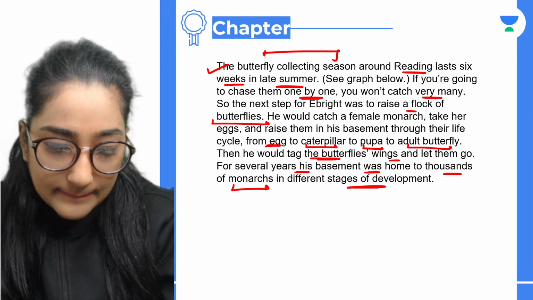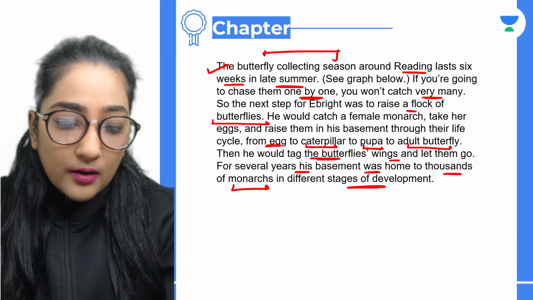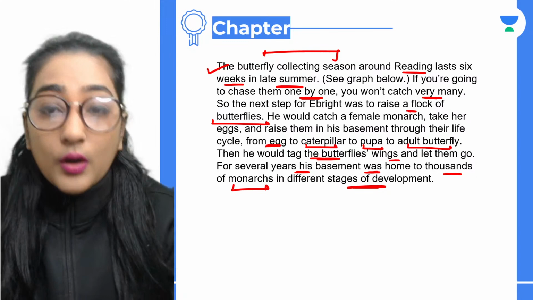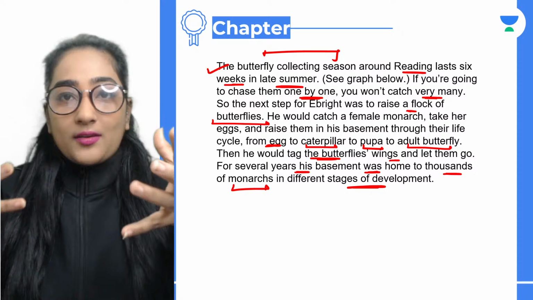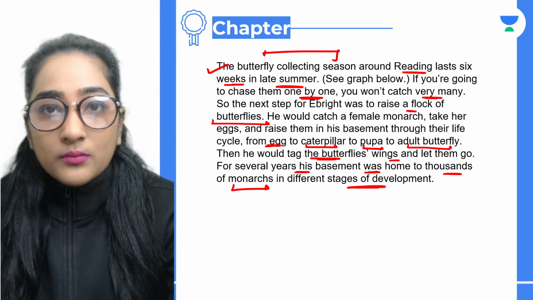Okay, yeah. So now he used to just take care. Alright. So now what he used to do is that he would just tag the butterfly. That means wo uske wings bahut pyar se pakadta tha, like when the butterflies were growing, right? So wo tagging is like wo aram se usne pakda and he let them go. He let them just go. Okay, like let them fly.